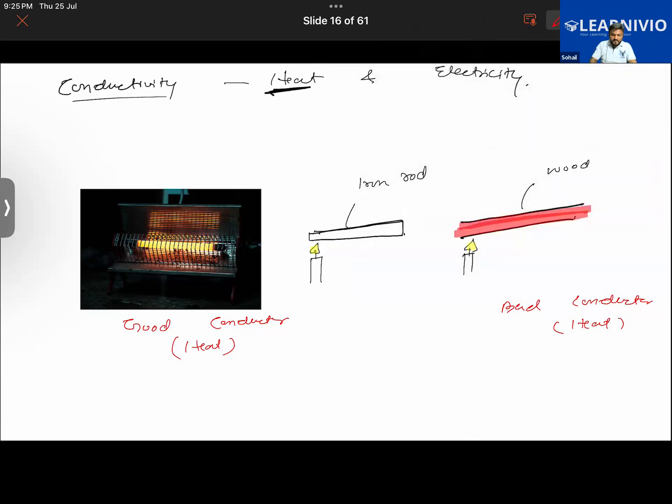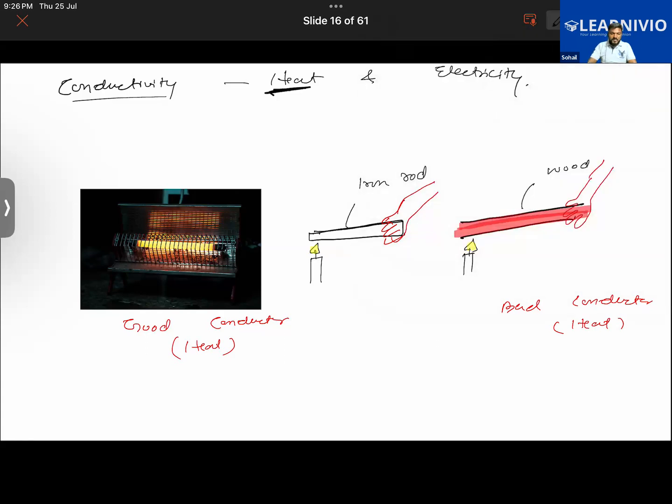So you guys tell me, if I ask you to hold the other end of it, which one would be hot? The iron rod will be hot, but the wood won't be hot. Yes, Anna, you were saying the same thing.